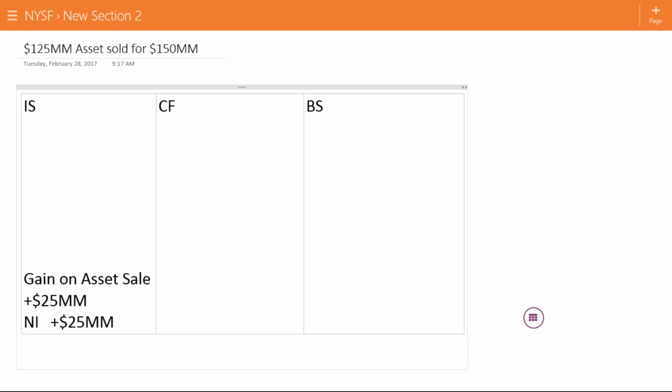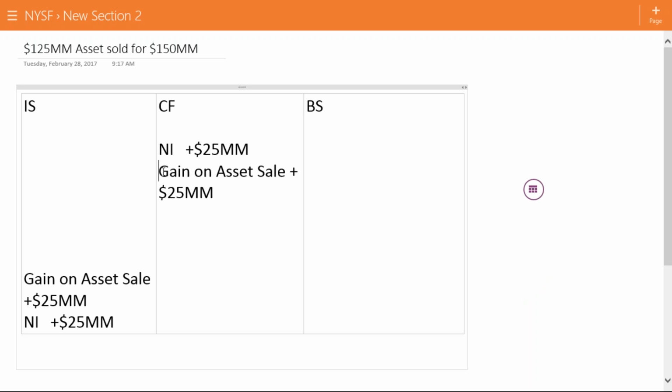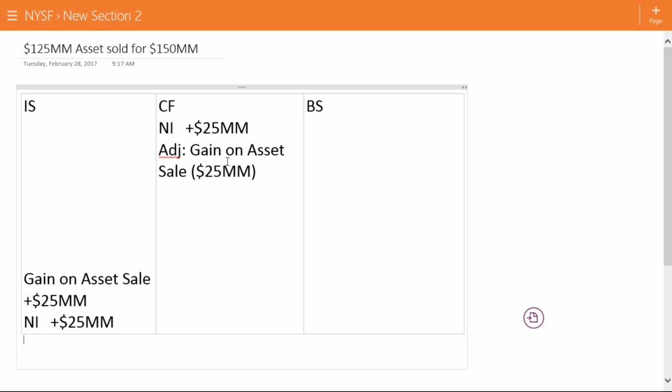Yeah. Cash flow: net income 25. And under it is minus 25 gain on sale. So we're going to remove the gain. It's an adjustment for the gain. We'll remove that back out. Okay, and then what's the qualitative reasoning? How do you explain why we remove it out?